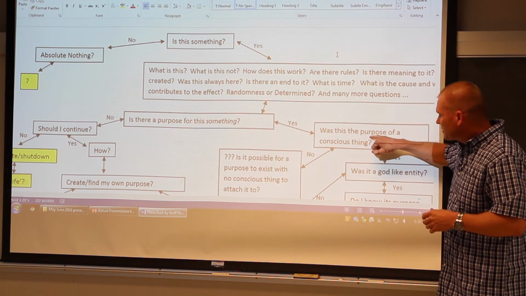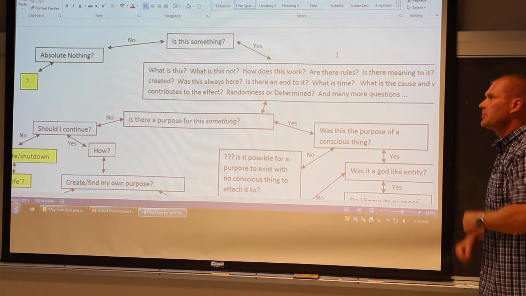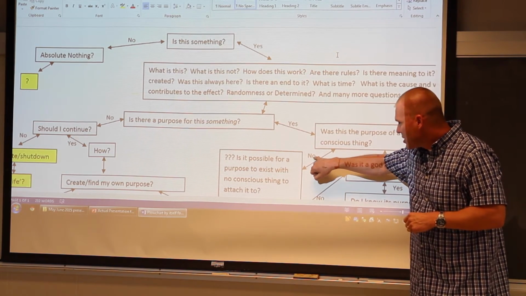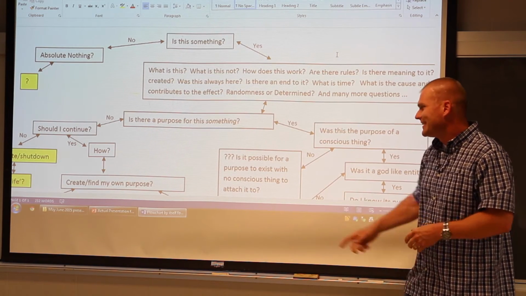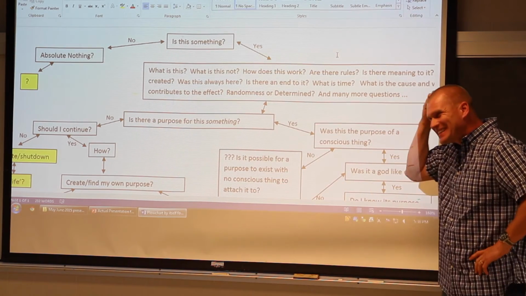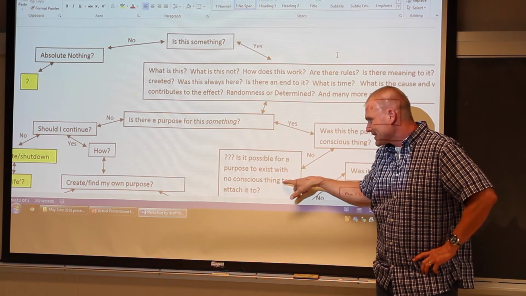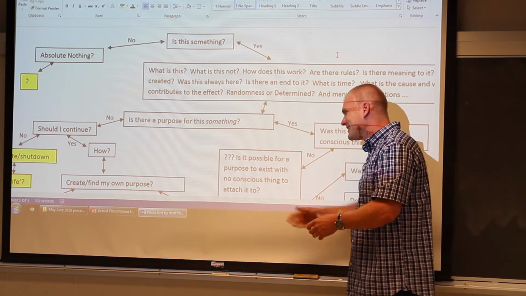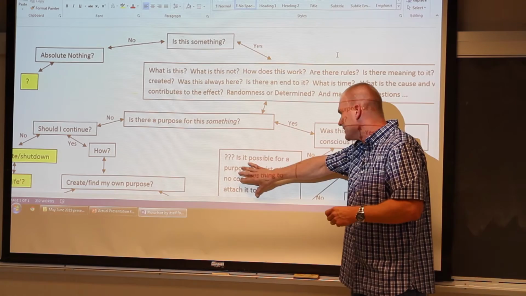So what is your answer to this question, which would be next? If you say yes, there's got to be a purpose to this something. Well, interestingly enough, if you attempt to say no to this one, was this the purpose of a conscious thing? Again, whatever happened up there seems to almost happen again, where you think, is it even possible to logically think of a purpose to exist without a conscious thing to attach it to? So to some extent, and this isn't nailed down, but you really think this seems very muddled and clunky.